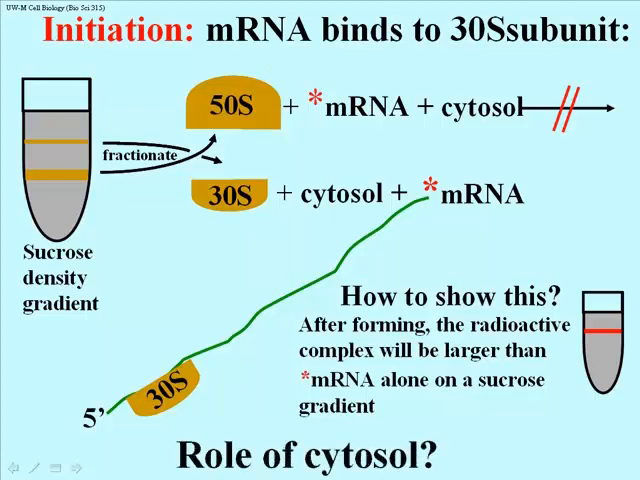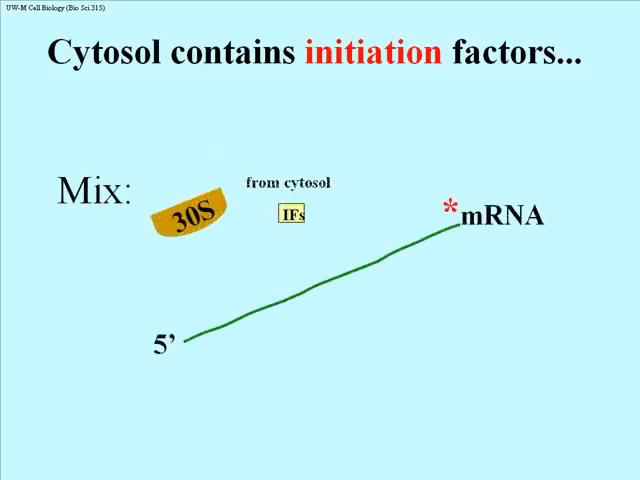So what is the role of the cytosol? I keep talking about adding cytosol here to make things happen. Well, it turns out that cytosol contains initiation factors identified as cytosol components. There are actually several, and they are understood in some detail. So if we mix 30S subunit extracts, isolates, with initiation factors, or IFs, isolated from cytosol, with a real messenger RNA that's been made radioactive so we can follow what's going on, we get this association.